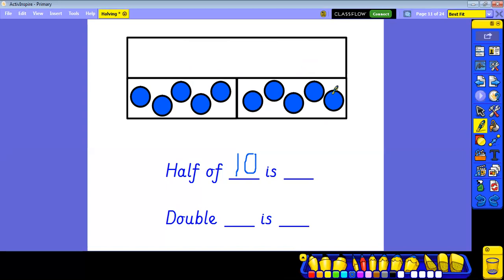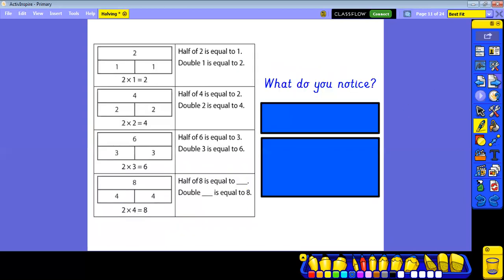So half, remember half means one of my equal groups. So half of 10 is 5. I've got 5 counters there. So half of 10 is 5. That then means that if I have 5 2 times, that would give me my whole of 10. So we could say that double 5 is 10. Well done if you got that right.